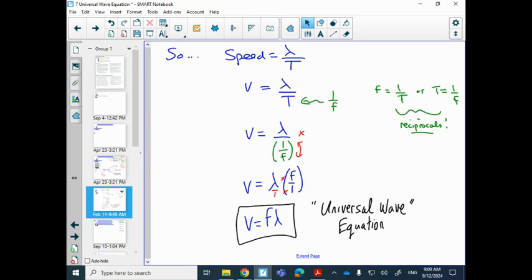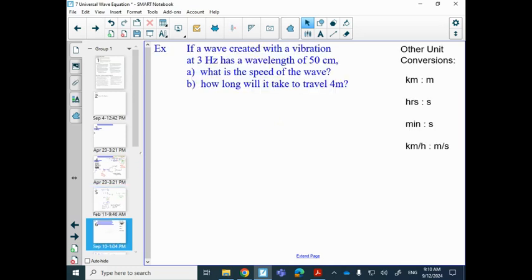Doesn't matter if it's water waves, waves in a spring, earthquake waves, electromagnetic waves of light, all the different versions of light, and so on. It describes any kind of wave. So let's look at working with this equation.